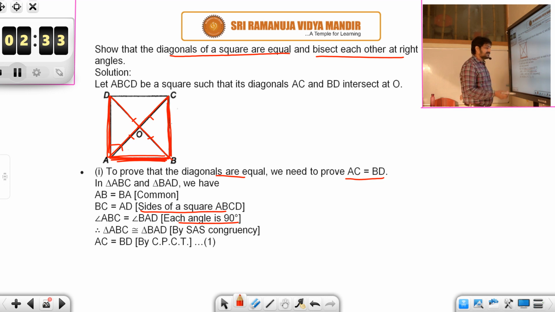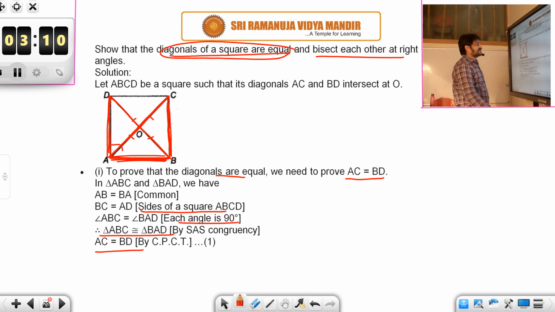So hence these two triangles are congruent, isn't it? Triangle ABC is congruent to triangle BAD. From this congruency you can state that AC is equal to BD. The sides opposite to corresponding equal angles will be equal, right? BD is the side opposite to 90 degrees and AC is the side opposite to 90 degrees. So AC is equal to BD by CPCT. We are done with the first one; we have shown the diagonals of a square are equal. Next, we need to show that they bisect each other at right angles.